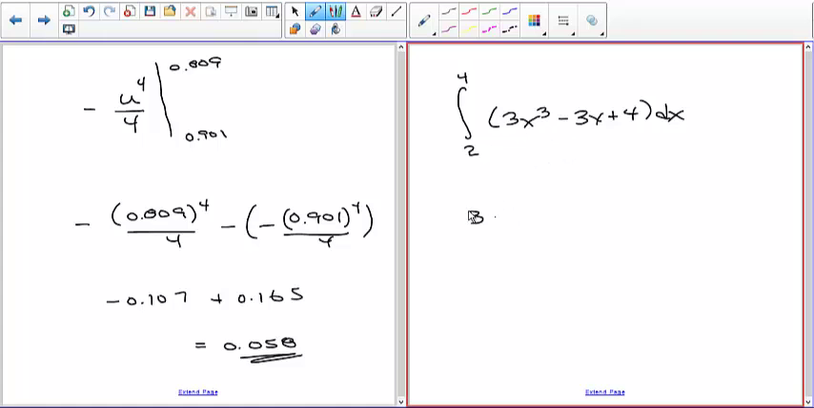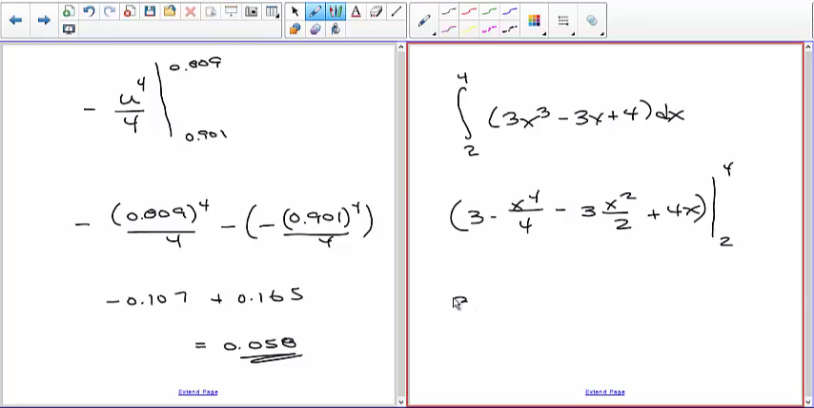So you get 3 times the integral of x cubed, which is x to the 4th over 4. Then you've got 3 times the integral of x, which is x squared over 2. The integral of 4 is 4x, and you draw this vertical line to show that you want to evaluate this whole thing between 2 and 4.